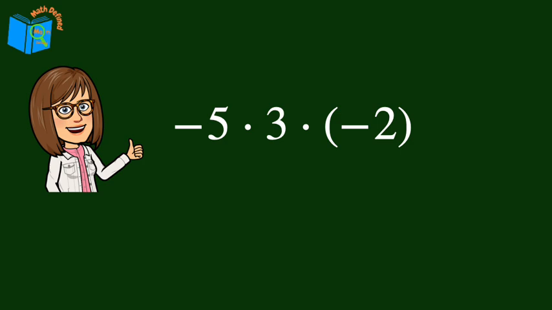Now let's take it up a notch with a three-number multiplication problem. Negative 5 times positive 3 times negative 2. Here's how we do it. First, multiply the first two integers. Negative 5 times positive 3. That gives us negative 15.